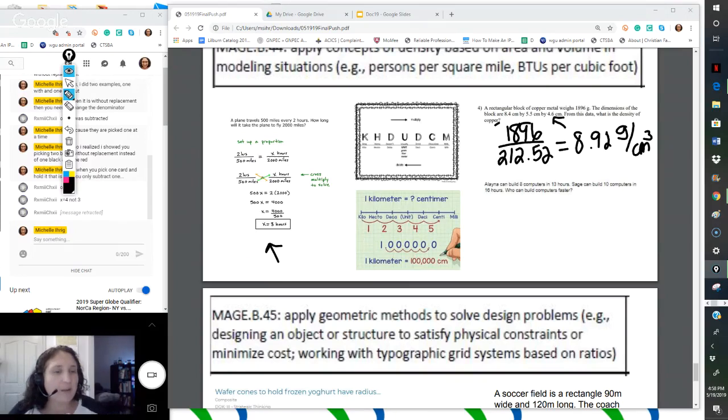Down here, we're comparing Elena, who can build 8 computers in 13 hours. In and per, again, stand for division. Sage can build 10 computers in 16 hours. Who can build it faster?